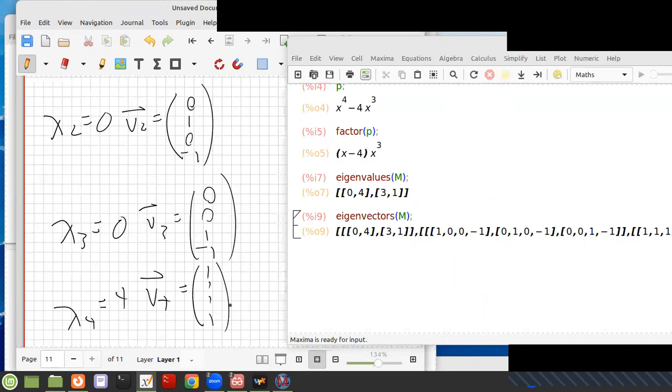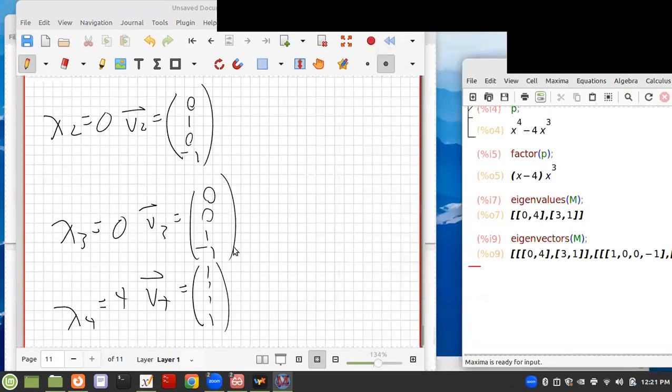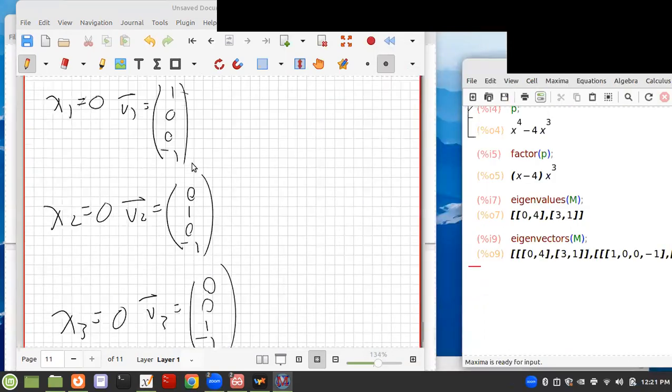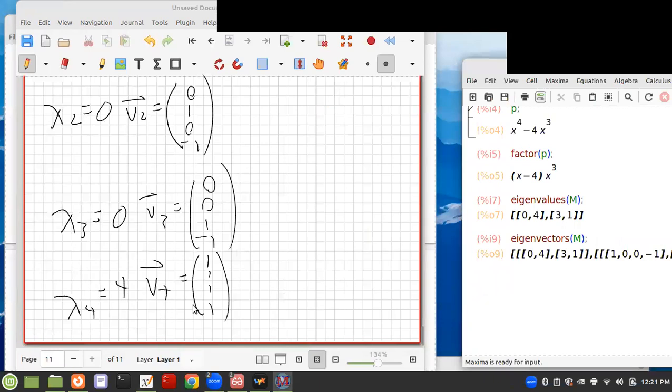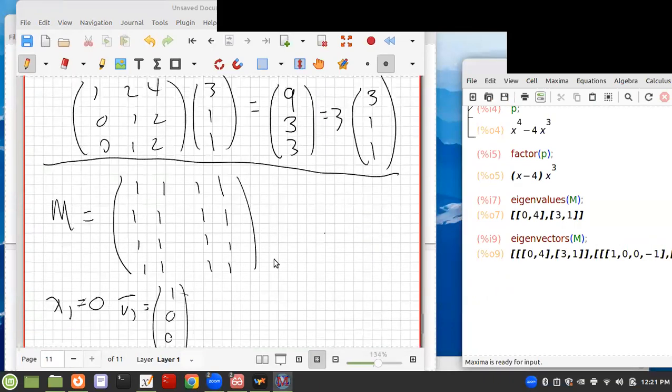And you can see, if you just imagine multiplying this matrix times each of these four eigenvectors. If I do 1, 1, 1, 1 here, each row I'm going to get 1 plus 1 plus 1 plus 1, which will be 4, 4, 4, 4. So I factor out the 4 times 1, 1, 1, 1.